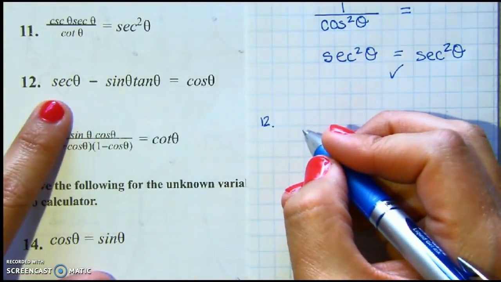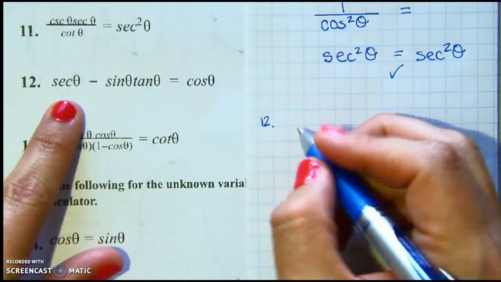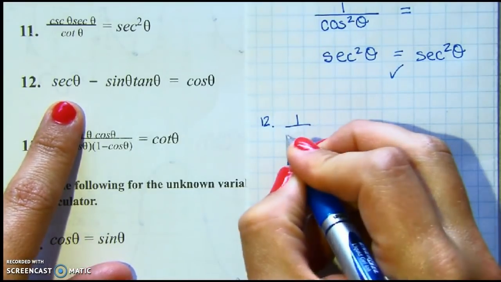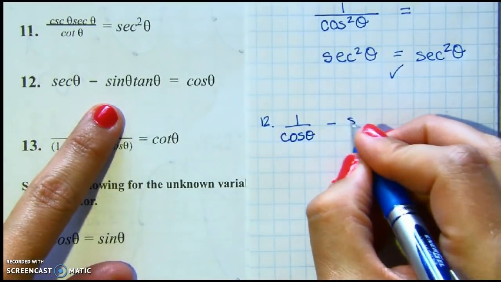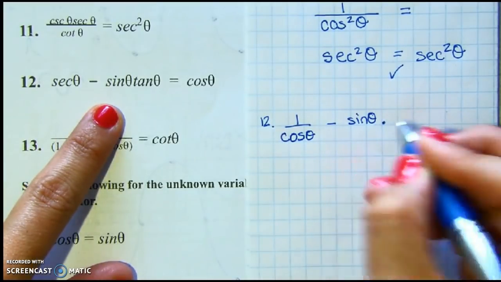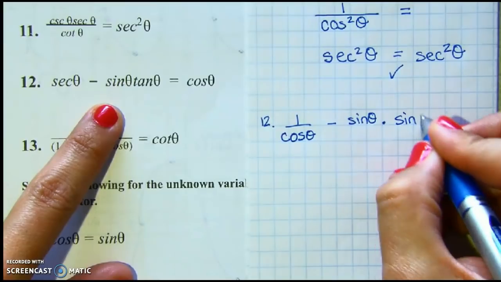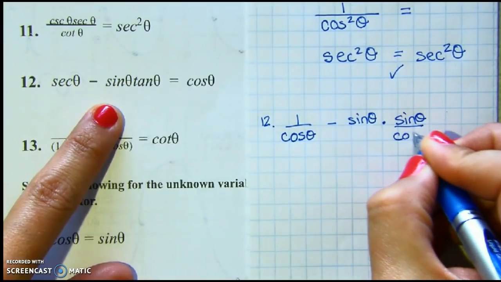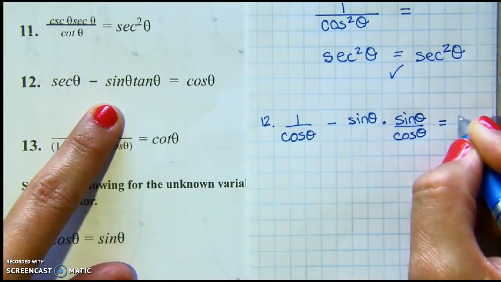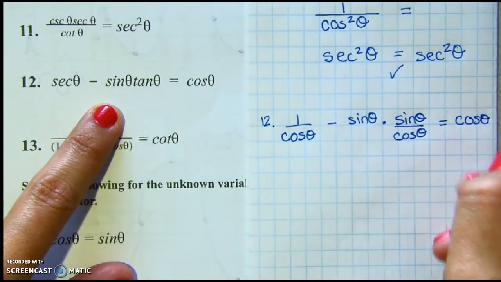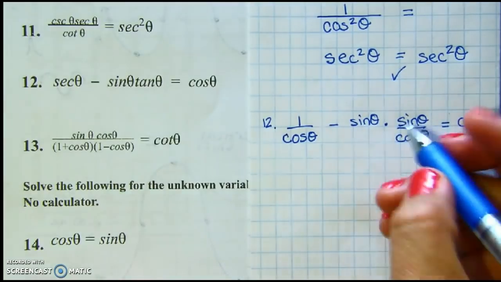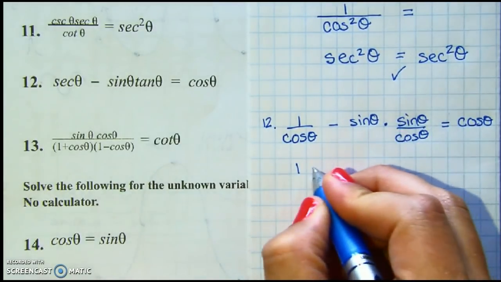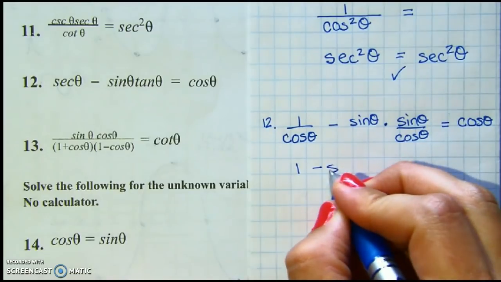I'm not sure what to do, so I'm going to change to cosines and sines. This is already a sine, and tangent is sine over cosine. Look at that. The math gods have blessed us. What did the math gods bless us with? A common denominator. Okay. So do you guys see, this is 1 minus, what's sine times sine?